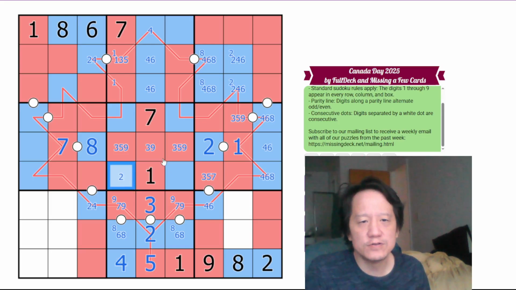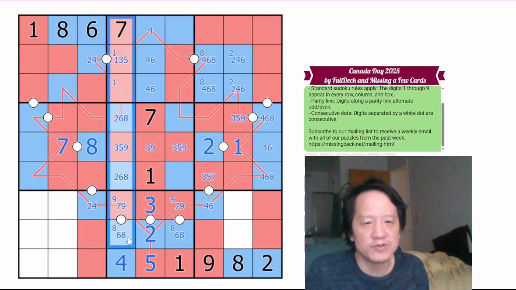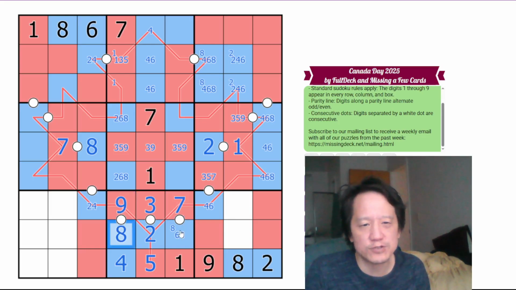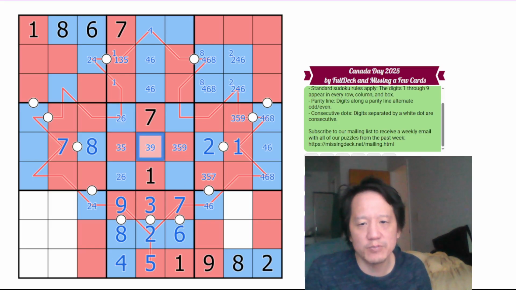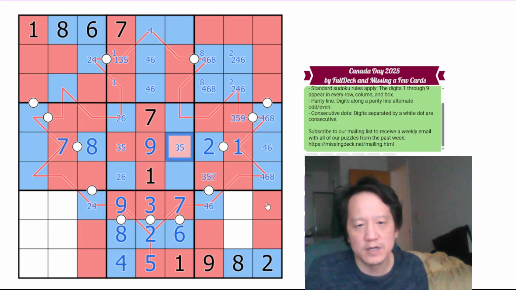We have 2, 6, 8 remaining in column. And this can't be 7 because of 7 in the column. So this is 9, which makes this 7. This 9 forces this to be 8. 7 forces this to be 6. So this cannot be 8 here or 8 here. This can't be 9. This can't be 3, so this is 9, which means this can't be 9 here.